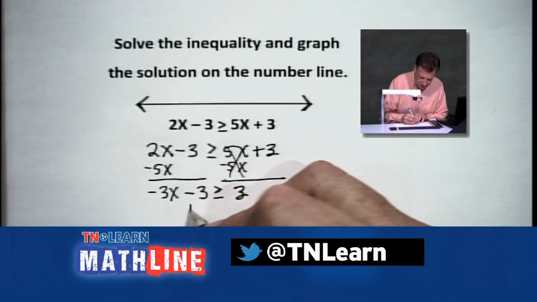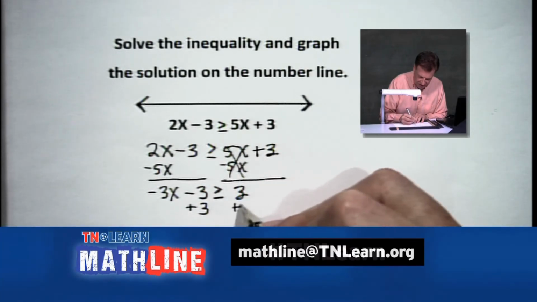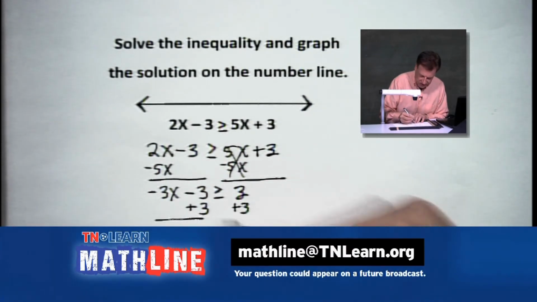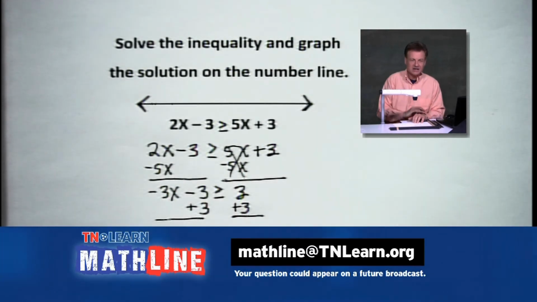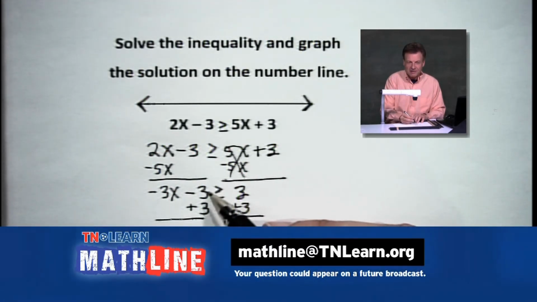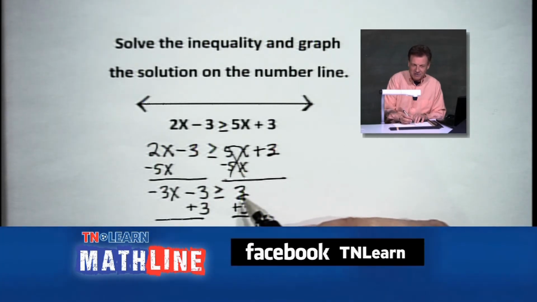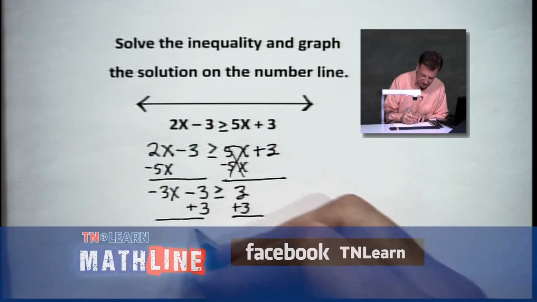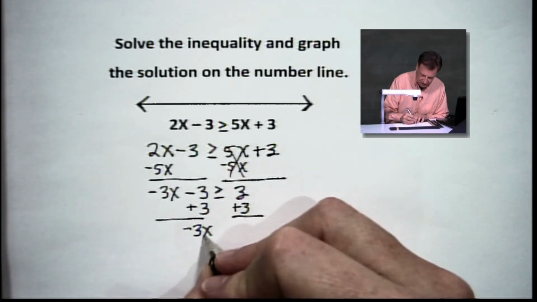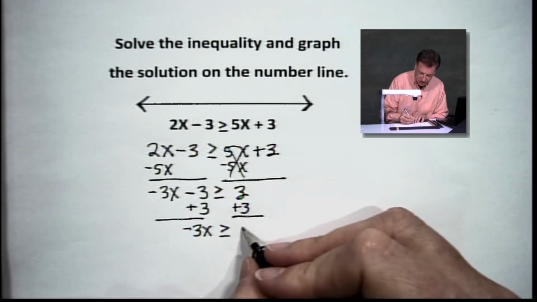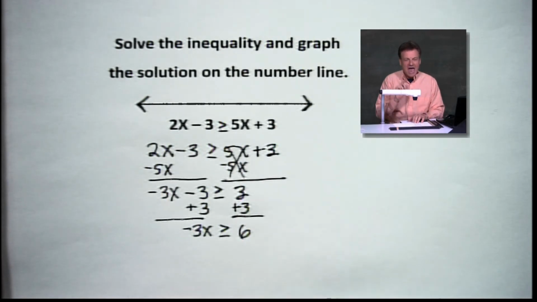We've got +3. We're going to get rid of that puppy. And we're going to see what we end up with here, all right? Now, notice what I did. I added 3. Folks, do not make the mistake that some of you probably just did and add -3 and 3 and get 0. All right, so let's see where we're going. We got -3x greater than or equal to 6. And what we're going to do, we're going to get our x by itself.